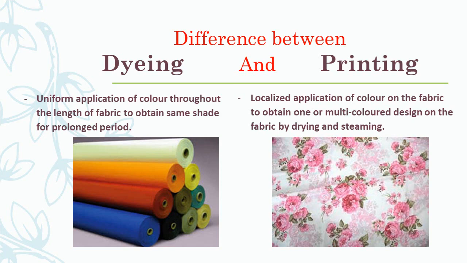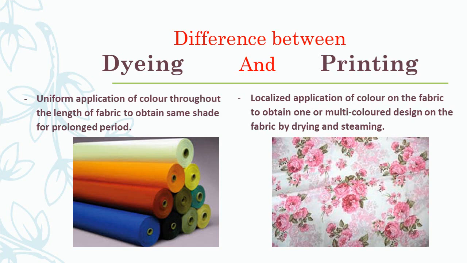It is nothing but uniform application of color throughout the length of fabric to obtain the same shade for a prolonged period. How is the dyeing done? We are applying a single color on the entire lot of the fabric. Say the lot size is 2000 meters. That 2000 meter fabric will have a single color everywhere, at both the ends and in the middle of the fabric also. Here in the image you are observing colorful rolls of fabrics. So variety of colors are there, but in a single roll the color is the same. Everywhere it has been applied uniformly.